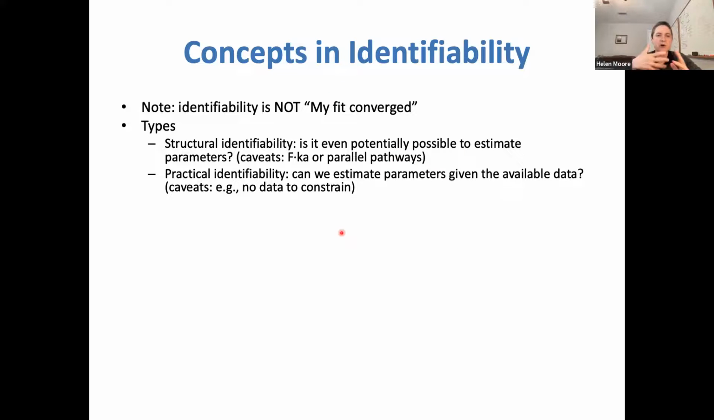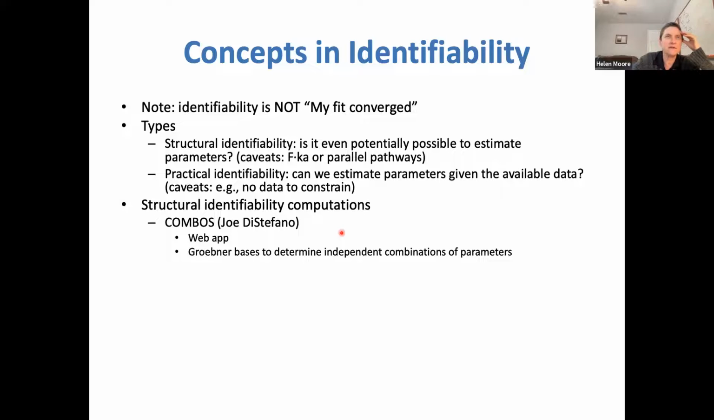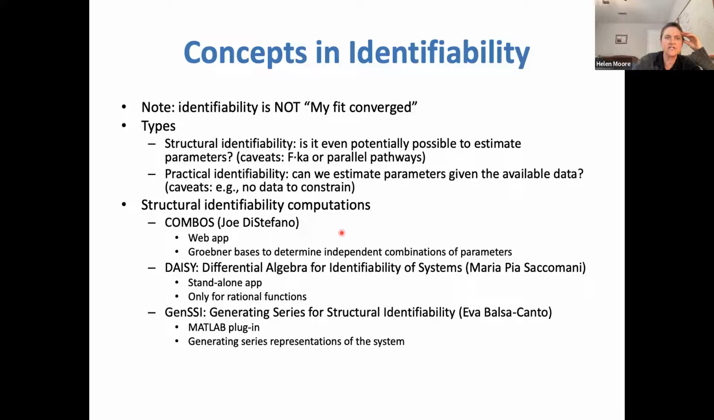Of course there are some caveats here, but we think about identifiability: is it possible to estimate these parameters? In the example I'm going to show, which is from another paper, we focused on structural identifiability first. We looked at a few different methods: COMBOS, DAISY, GenSSI. I could say a few words about these if people are interested. They have different strengths and weaknesses. We tried all three in the model I'm going to show you.